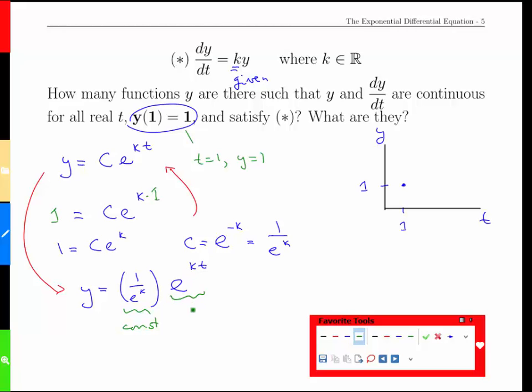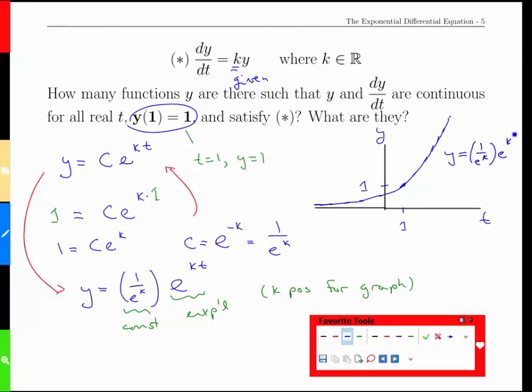The key thing here is this is an exponential function. And let's assume, just for the sake of graphing here, k positive, just to get a graph, what we would have there is exponential growth. We would have the point that we're going through here, and otherwise the function would look like an exponential growth function. We know that those tail off towards the axis as t gets smaller and smaller. And this would look like the graph of 1 over e to the k times e to the kt. That's where our variable t shows up in the formula.